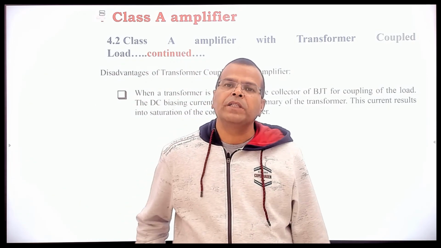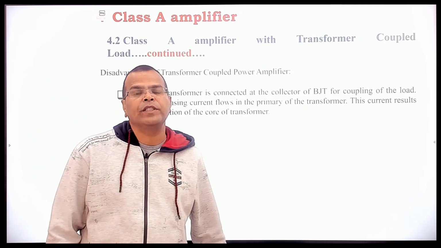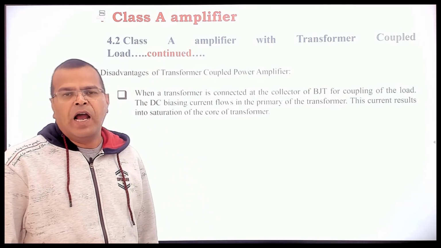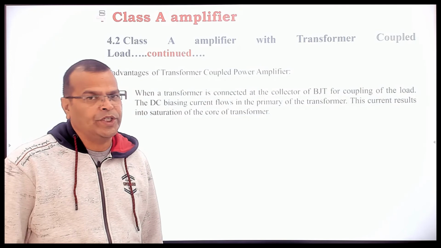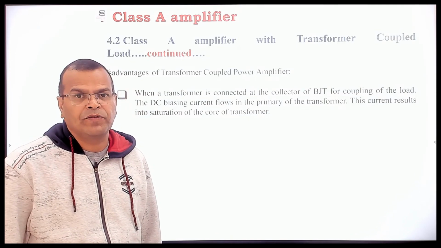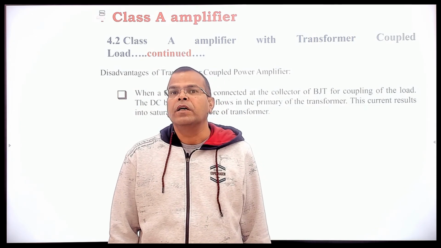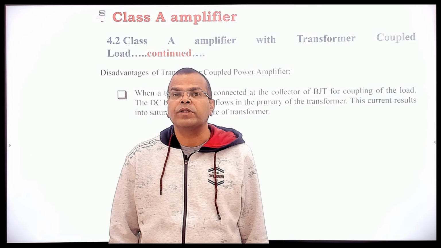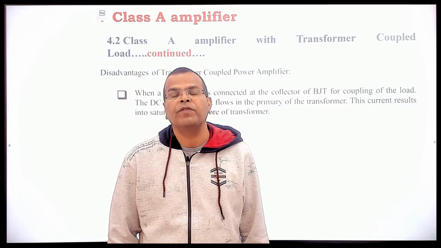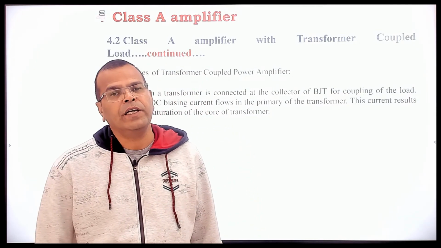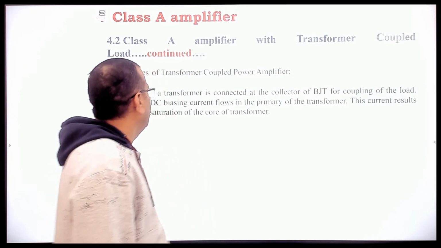Remember, when the transformer is connected, there is a DC current passing through the primary of the transformer, and when DC current passes through the primary of the transformer, it results in core saturation of the magnetic core of the transformer. And when the magnetic core of the transformer gets saturated, it gives rise to harmonics on the output side. So there is a possibility of introduction of harmonics on the output side in case of the transformer coupled amplifier. That is one important point to be noted, right?